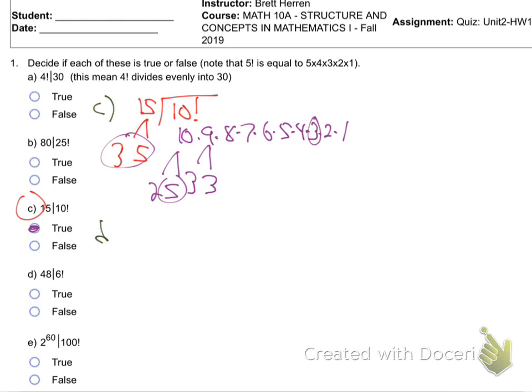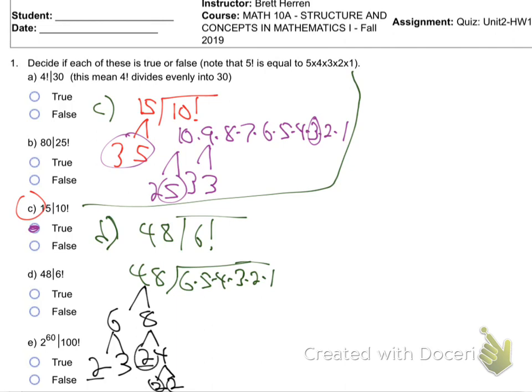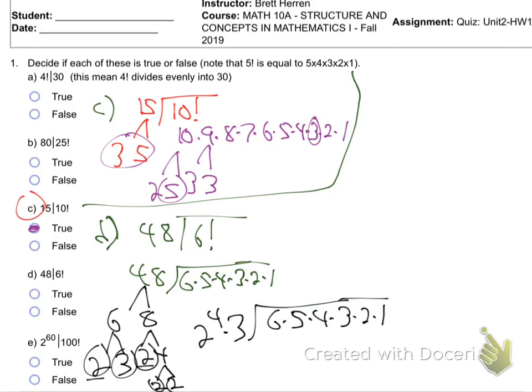That was part C. Part D says, does 48 divide evenly into 6 factorial? Well, if you do 6 factorial, 6, 5, 4, 3, 2, 1, and you break down the 48, what's in a 48? 6 times 8, that's 2 times 3, 8 is 2 times 4, break that down, 2 times 2. So we got 1, 2, 3, 4, 4 2's and a 3. So 4 2's and a 3, does that go into 6, 5, 4, 3, 2, 1?